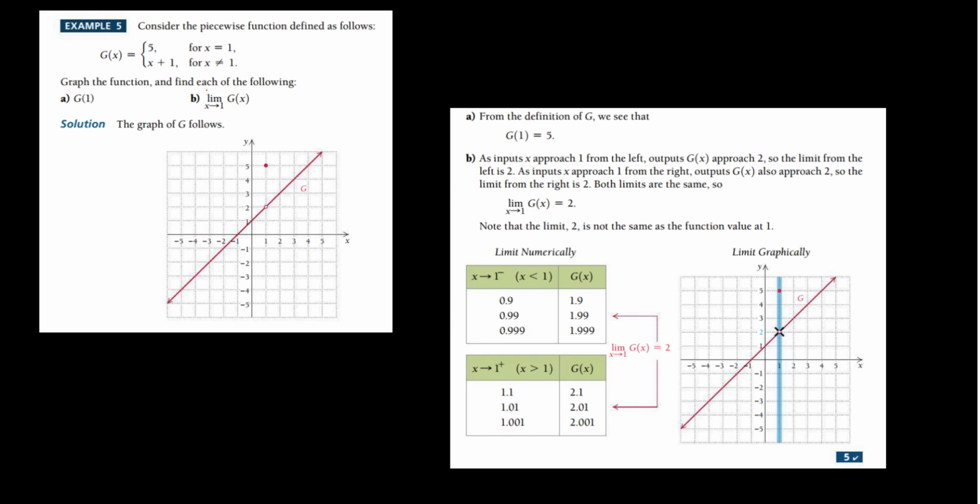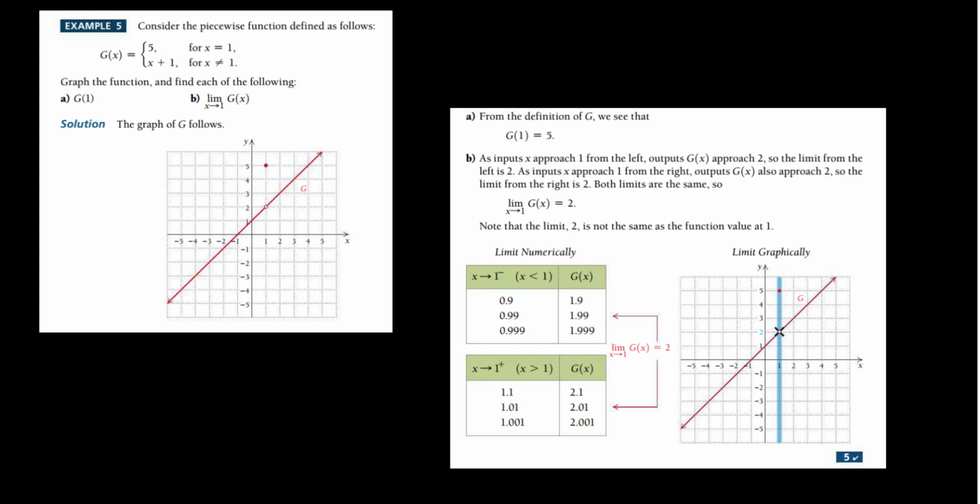Okay. So we want to find the limit as x approaches 1, right? As we approach 1, we're going up, up, up, and 1 is right here. This is where x is equal to 1. As we are approaching, it appears that we are approaching the value of y equal to 2. So it looks like we're approaching 2 as we approach 1 from the left side, and as we approach 1 from the right side, we're also approaching 2. So we can say that the limit is 2.